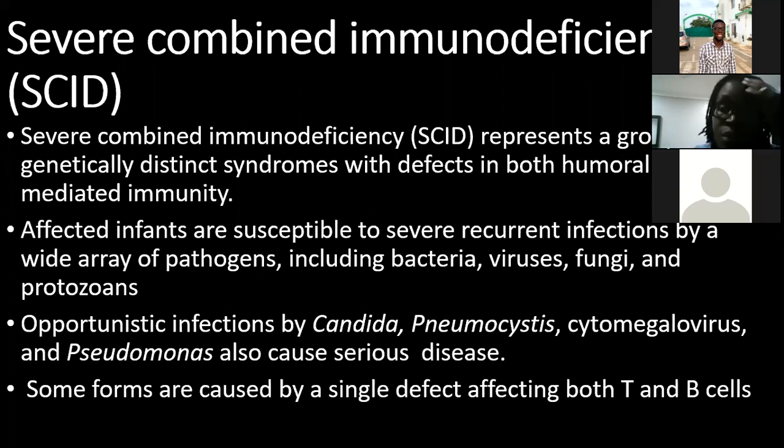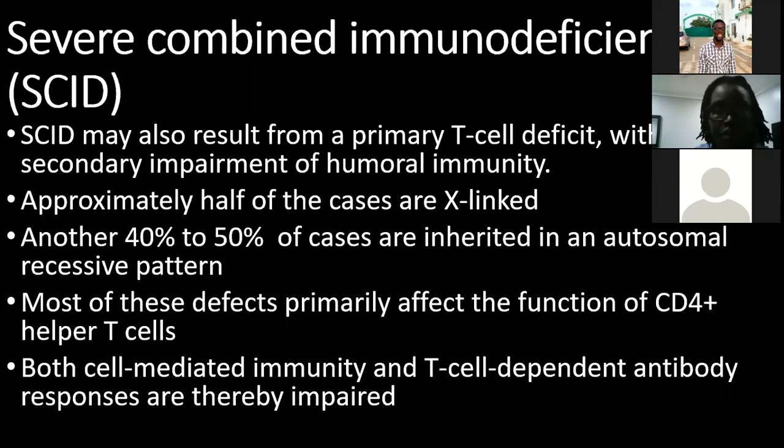So they are prone to both cell defects. So they are prone to viral infection, bacterial infection, protozoal infection because of the defects in the T cells. And then they're also prone to bacterial infection because of the defects in the B cells. Okay. So the inheritance here is variable. So half of them are X-linked. The other half have an autosomal recessive pattern.